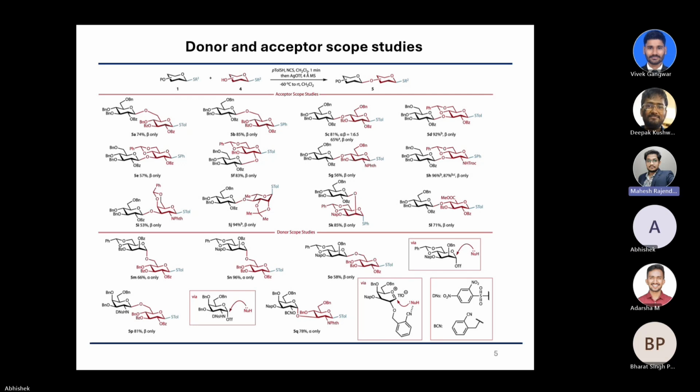R2 is, in the first example, thiotoluene, and in the second example, thiophenol. What is R1? They prepared that. Go to the previous slide.